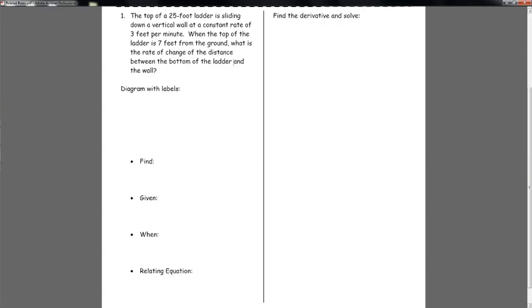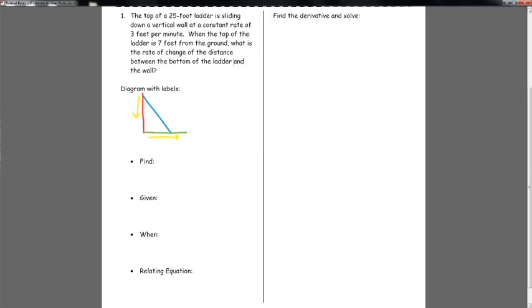Alright, number one: the top of a 20-foot ladder is sliding down a vertical wall at a constant rate of 3 feet per minute. When the top of the ladder is 7 feet from the ground, what is the rate of change of the distance between the bottom of the ladder and the wall? So let's first draw a picture. I have a wall. Here's my wall, and here's my ground. I'll do ground in green. And I have a ladder that's sliding down the wall. My ladder is sliding down this way, so the height is decreasing, and my length is increasing. So you can think about your ladder sliding all the way out.